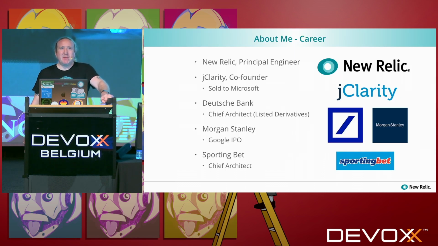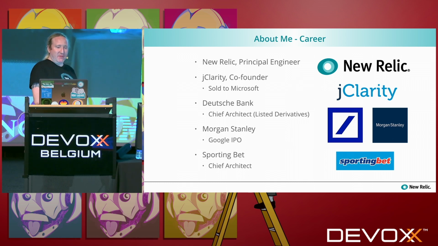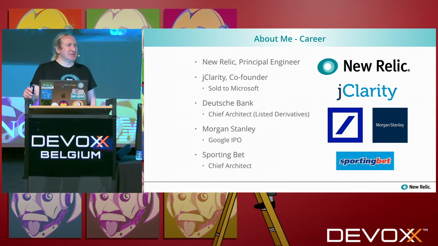So for those of you who haven't met me before, I'm Ben Evans. I'm currently principal engineer at New Relic. I am thoroughly branded. I even brought a pair of New Relic socks with me, although I didn't wear them today. Prior to being at New Relic, I was one of the co-founders of jClarity, which was sold to Microsoft earlier this year. And before that, I've done a bunch of stuff, mostly in banks and financial companies. So I was at Deutsche Bank and before that at Morgan Stanley. If you want to know what happened with the Google IPO and where the bodies are buried about that particular story, then buy me some beer later and I might share.